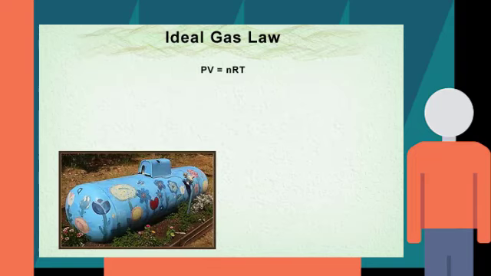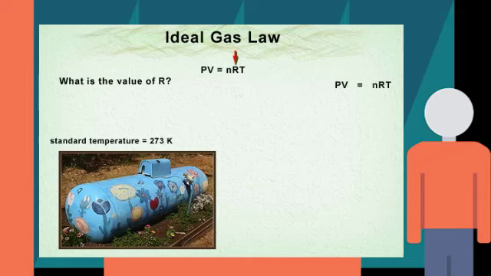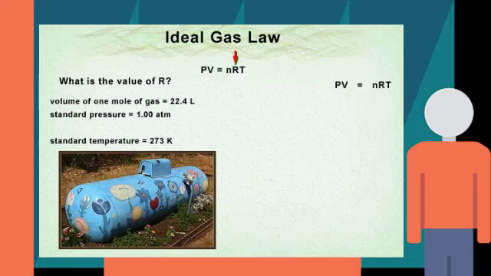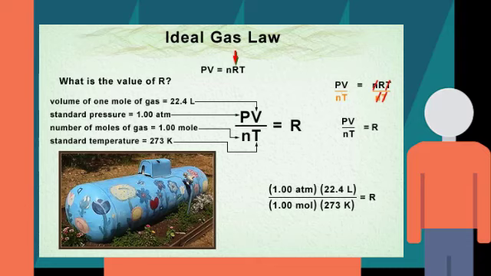In order to use the ideal gas law, the value of the universal gas constant must be known. It can be calculated by inserting standard temperature, pressure, and volume for 1 mole of gas into the equation. Standard temperature is 273 kelvins, pressure is 1 atmosphere, volume is 22.4 liters, and there is 1 mole of gas. Rearrange the ideal gas law to solve for R. Then plug these values into the equation and solve. The universal constant has a value of 0.0821 liters atmosphere divided by Kelvin mole.